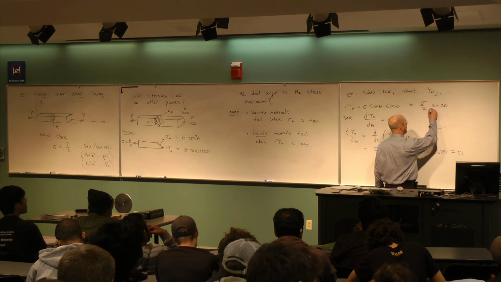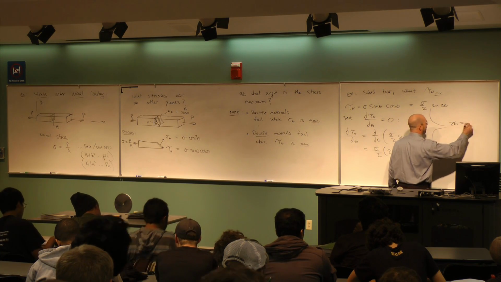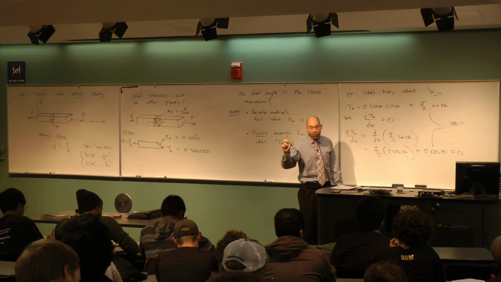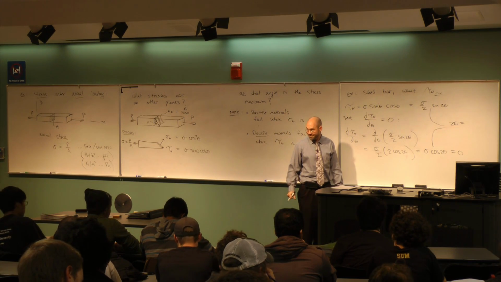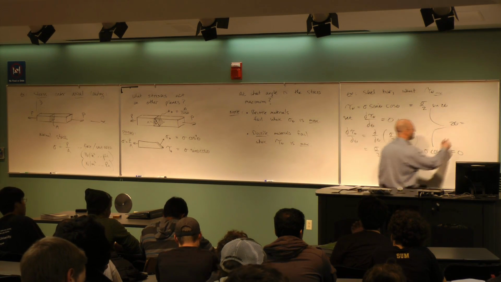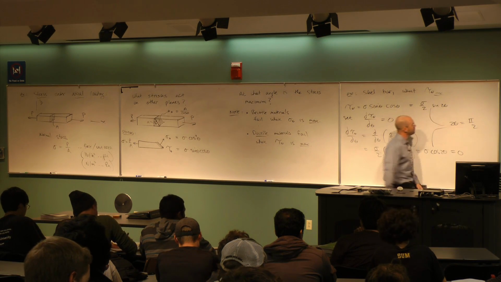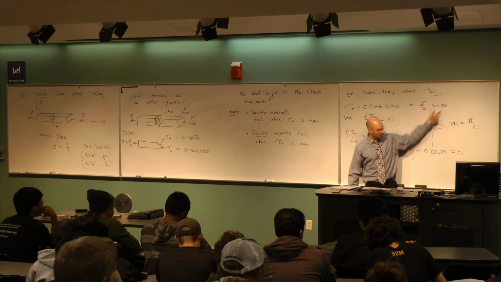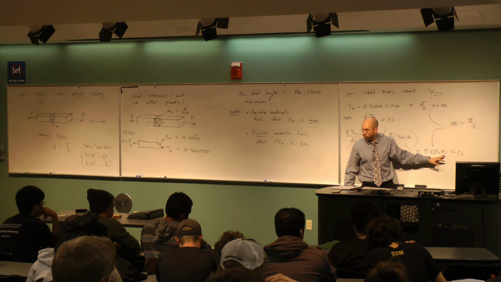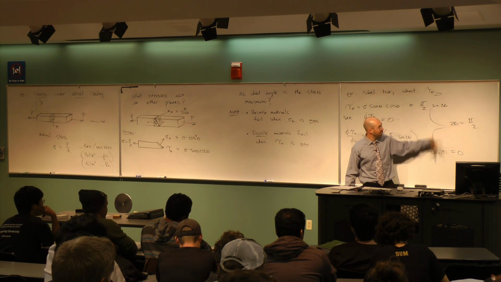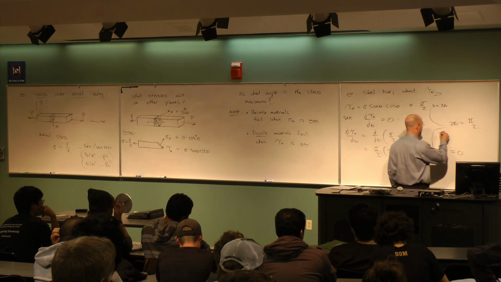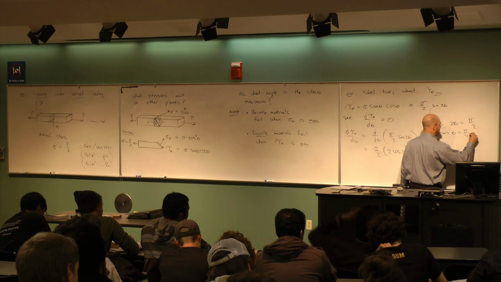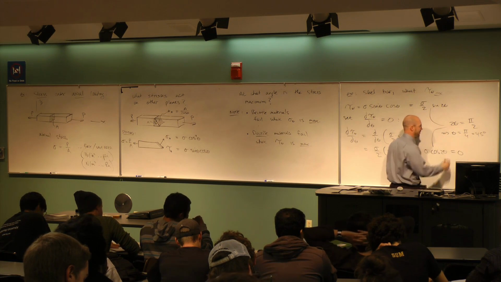Either one of these statements tells me that 2 theta is what angle? 2 theta is what angle? 2 theta is pi over 2, right? Sine of pi over 2 is 1. Cosine of pi over 2 is 0. Right? The flat spot occurs where the sine function's maximum. That means theta is what? Pi over 4, which is 45 degrees.